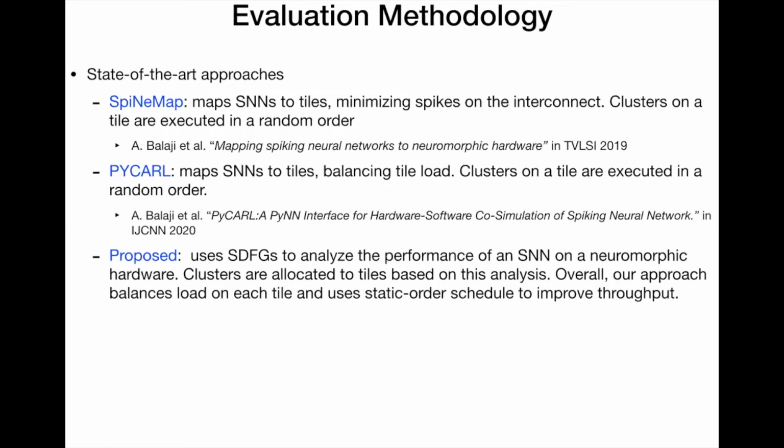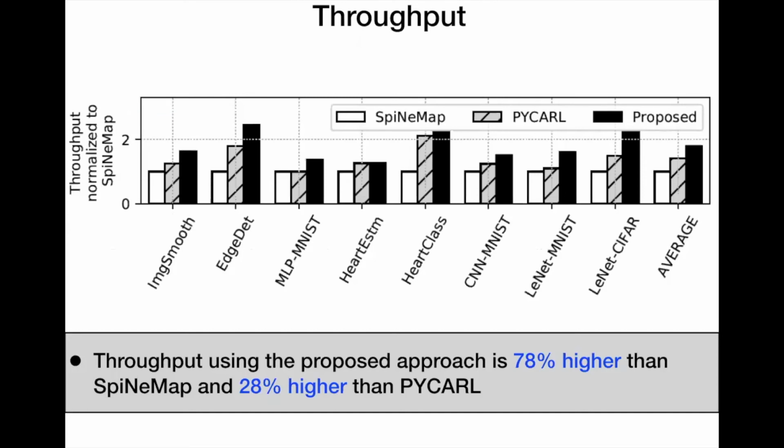And we compare them against ours, where we use SDF graph to analyze the exact order in which actors need to be fired on the tiles to guarantee performance. So first we evaluate the throughput. In this example, we show the throughput for SpiNeMap, PyCARL, and proposed, and we see that the throughput using the proposed approach is 78% higher than SpiNeMap and 28% higher than PyCARL.